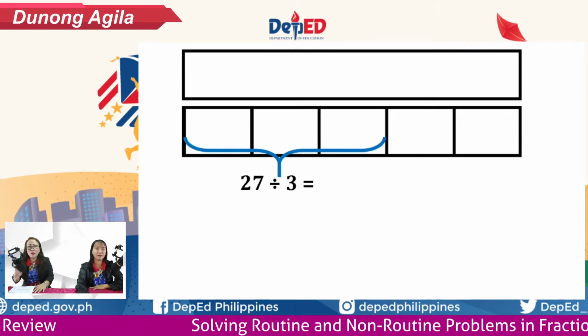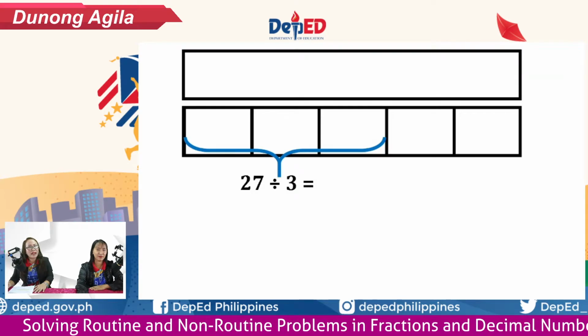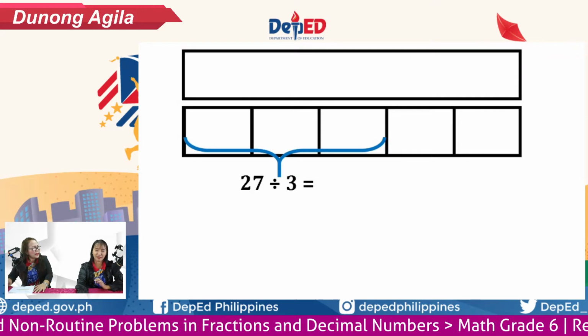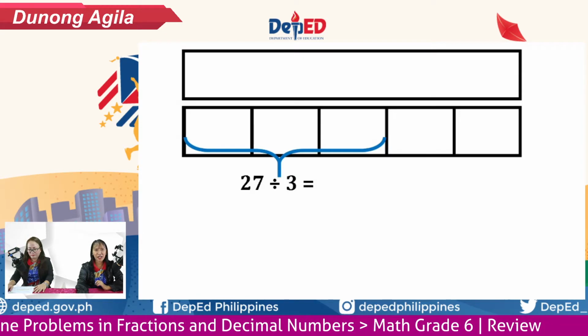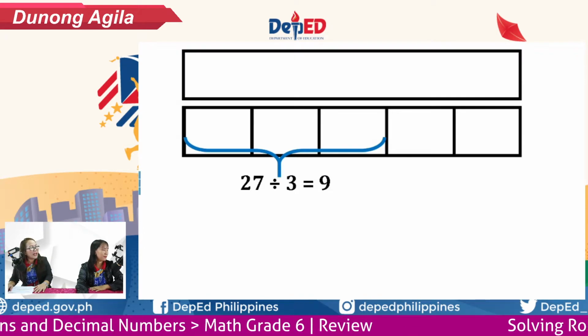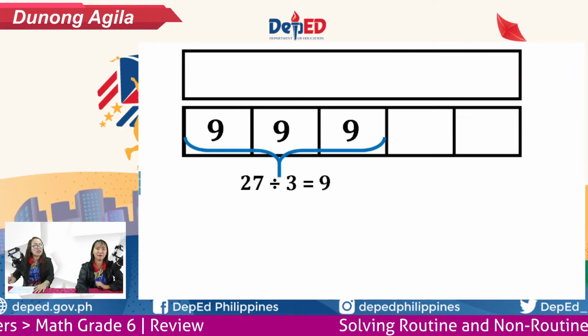So, dahil tatlong block meron, look at your screen, tatlong block meron. So, ang 27 natin, i-divide natin doon sa tatlong block natin o tatlong unit. 27 divided by 3, Ma'am Tin? The answer, ma'am, is 9. So, lagyan natin ng 9, 9, 9 ang ating tatlong block. So, tatlong 9 means 27.